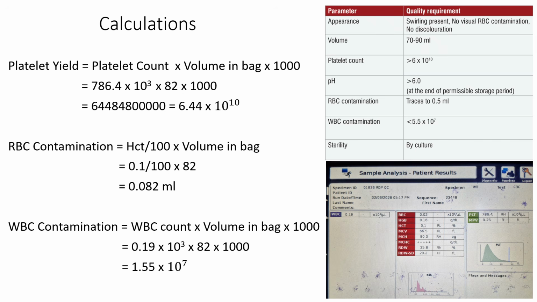To calculate the WBC contamination, we will multiply the WBC count of the bag into the volume of the bag multiplied by 1000. Here the WBC count is 0.19 into 10 to the power 3 multiplied by 82, which is the volume of the bag, into 1000, which gives us the WBC contamination as 1.55 into 10 to the power 7, which is less than 5.5 into 10 to the power 7 as specified by the QC.